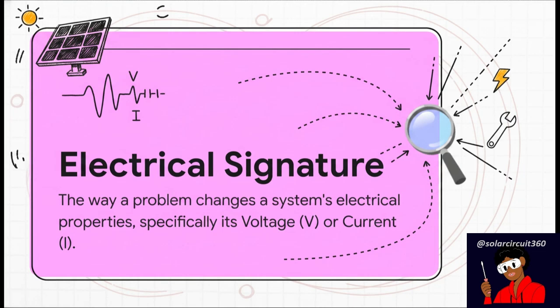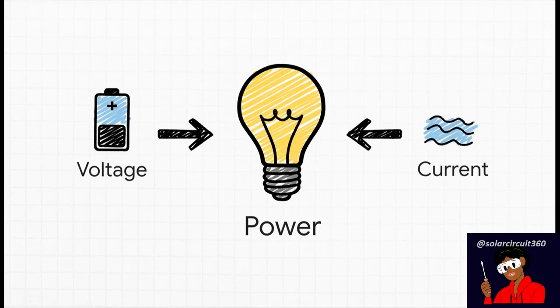So what exactly is this electrical signature? Well, it's just the unique way a problem messes with your system's electrical properties. Specifically, its voltage, which we'll just call V, and its current, which we'll call I. If you can learn how to read these signatures, you can pinpoint the culprit like a pro every single time. And it all comes down to one really simple, elegant formula. Power, that's P, equals voltage, or V, times current, or I. So think about it. If your power is down, it is a mathematical guarantee that either your voltage or your current has to be the problem. Our entire mission here is just to figure out which one it is.